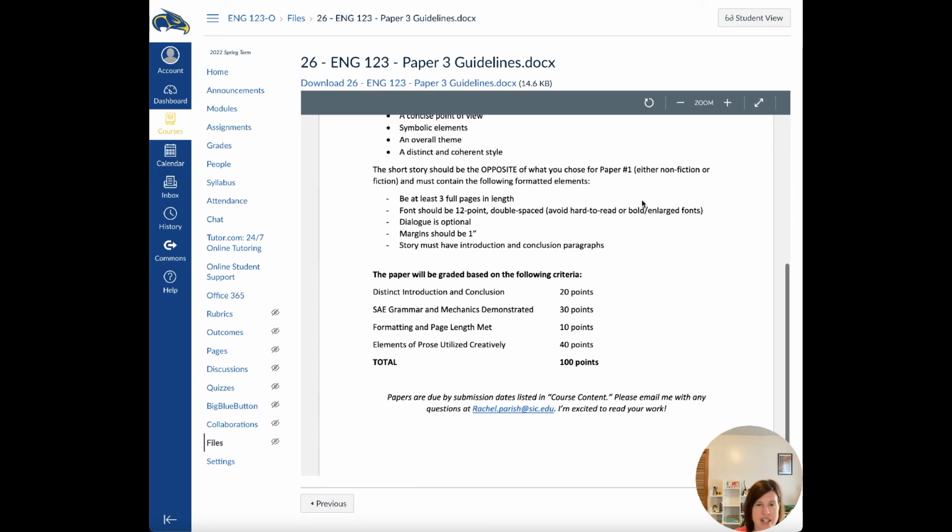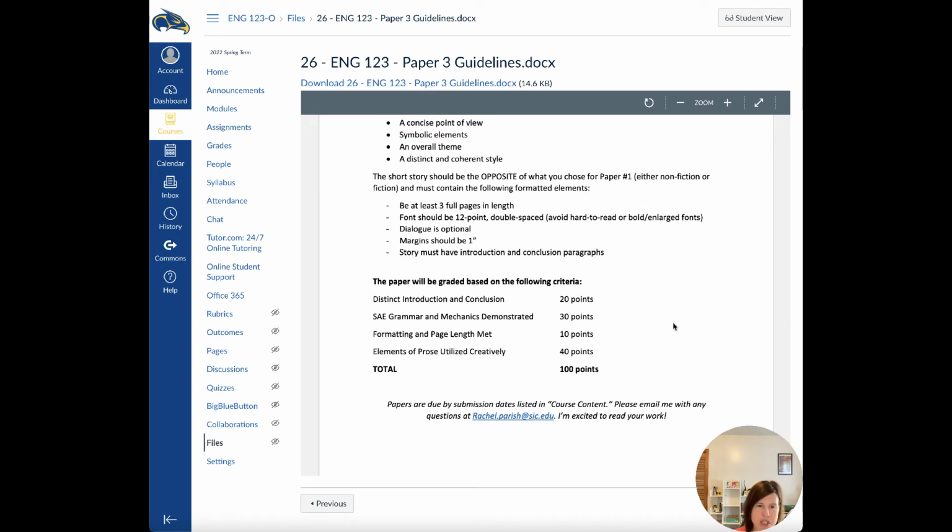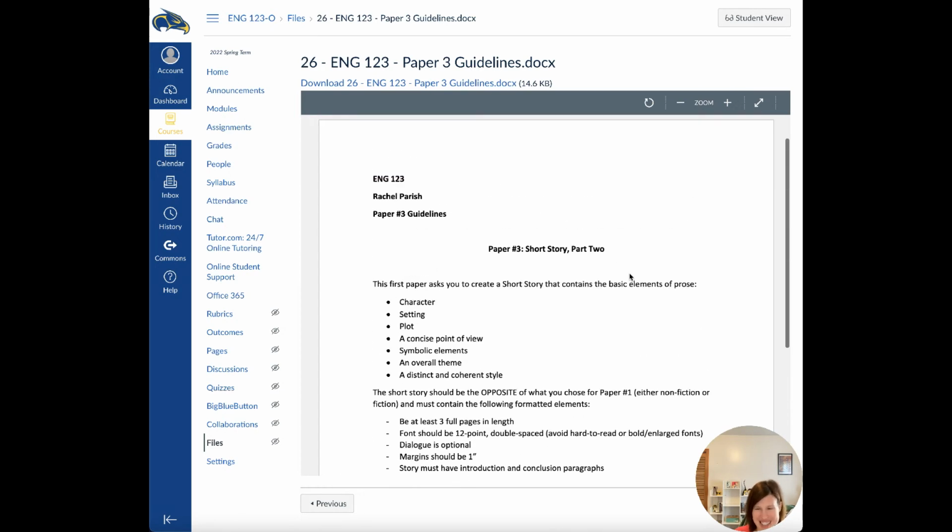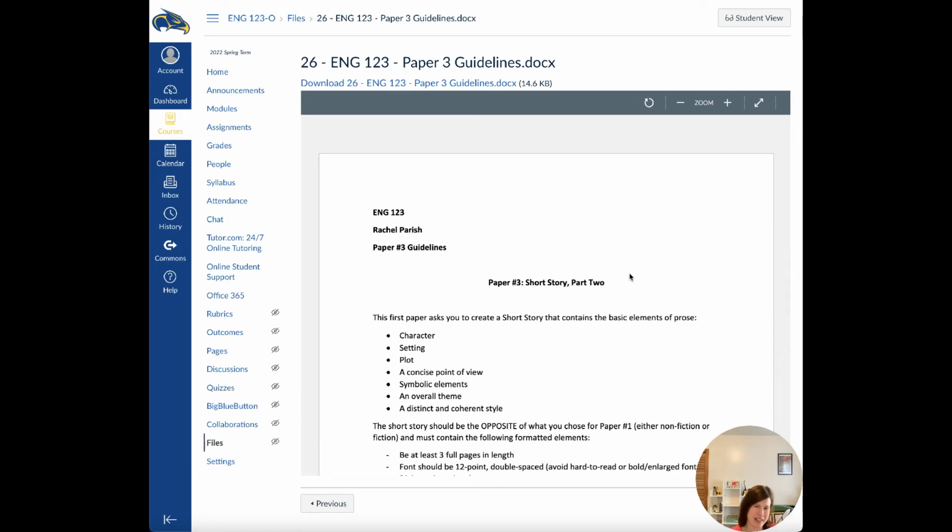And then here is kind of the breakdown of how the points work. You have your intro and conclusion, standard American English grammar and mechanics, your formatting, and your elements of prose are utilized creatively. And by creatively, I mean they're utilized. Usually if you utilize them well, it's going to be creative anyway. That's a subjective term on that rubric. But if you have questions, and if you're torn between topics, just list both of them in your assignment I'm about to explain. And then if you have questions, feel free to email me.